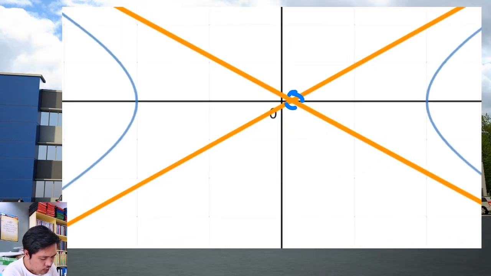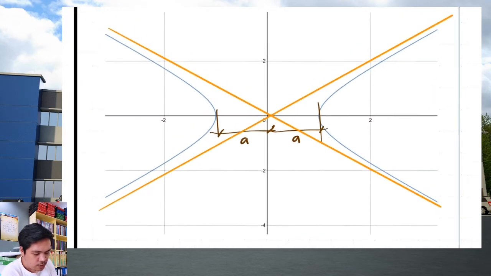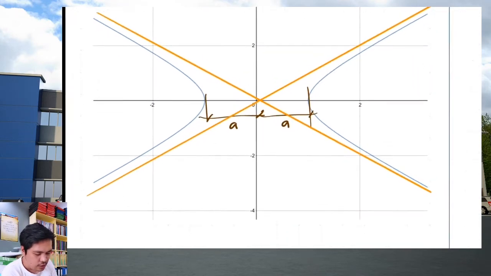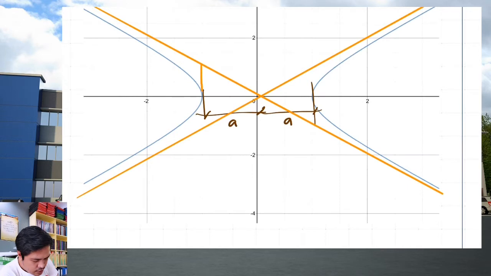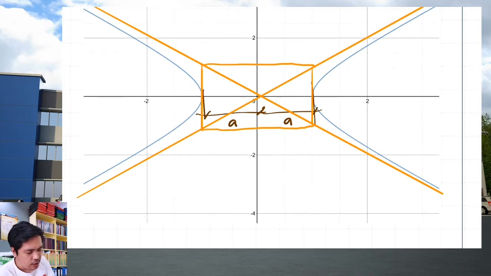Let's just say it is at the center. Extend this, passing through the vertex, then we connect this. So a is this distance and this distance. The b for the conjugate axis is this and this. So these distances are b. This is b, this is also b, as well as here, this is b, this is also b.